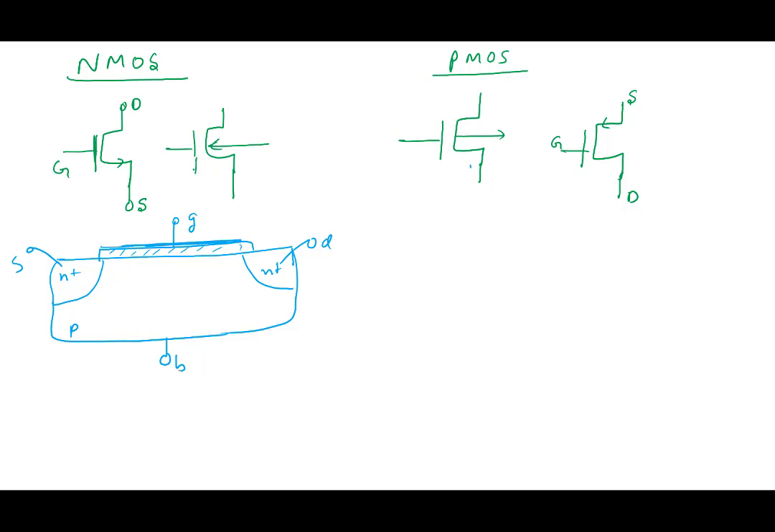And the normal operation is, let's say, VGS greater than VT, and we apply VDS greater than 0. And the current flows like this here. The current flows from drain to source.